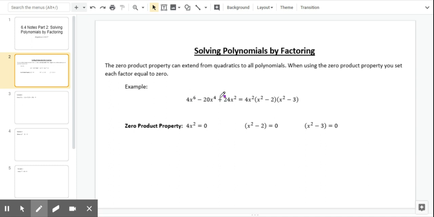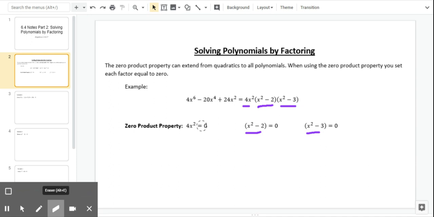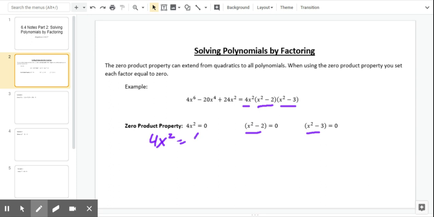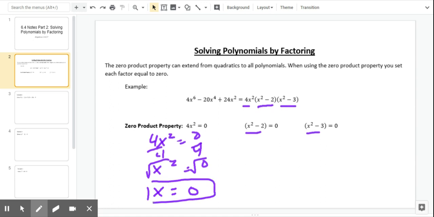So we have an example here. We've got this big polynomial, and here it is factored right here. We take each factor. 4x squared, set that equal to 0. X squared minus 2, set that equal to 0. X squared minus 3, set that equal to 0. Now let's solve. 4x squared equals 0. To solve that, we divide by 4 on both sides. 0 divided by 4 is just 0. Then we take the square root of both sides. Square root of 0 is still just 0. So that's one of my solutions.